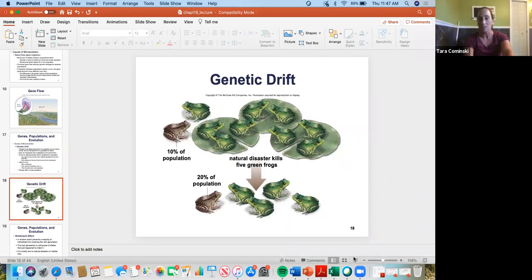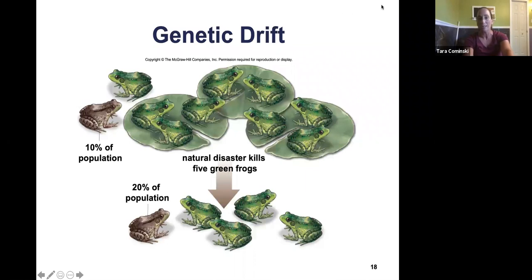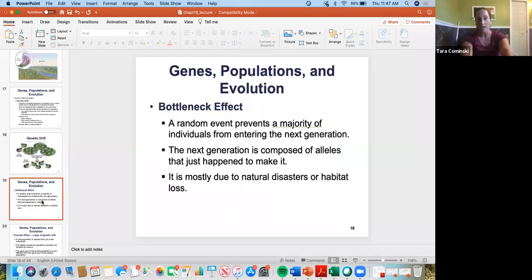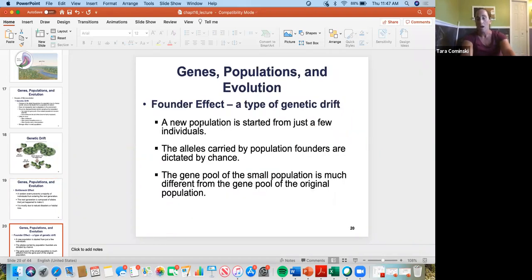So that's what this is showing you here, right? Some natural disaster, here's your little population of frogs, where the brown frogs are only 10% of the population. A natural disaster happens, and basically it kills off a whole bunch of green frogs. So now this brown frog ends up being a much higher percentage of the population. If this brown frog ended up being killed off, you would end up eliminating alleles potentially. So you can see how genetic drift will affect a smaller population a lot more than a larger population. Different examples of genetic drift: bottleneck effect, founder effect. These are all different types of genetic drift.